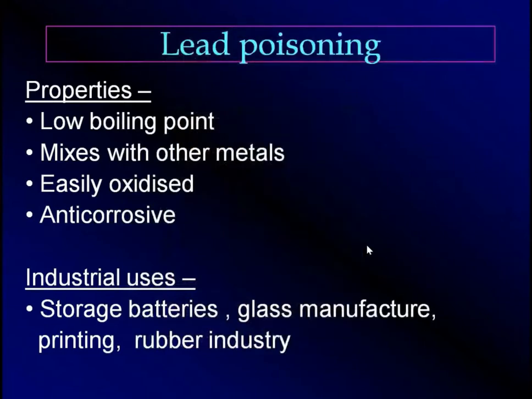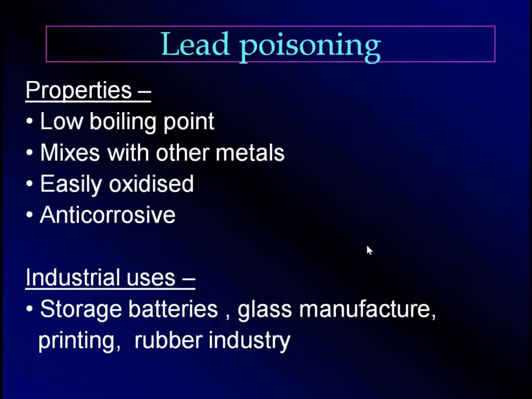So why is lead commonly used in so many different industries in various forms? Because of the properties it has. It has a low boiling point, so it can easily get mixed with other metals, it can get easily oxidized, and it has anti-corrosive property. Because of these properties, lead is most commonly used for the preparation of many different items.